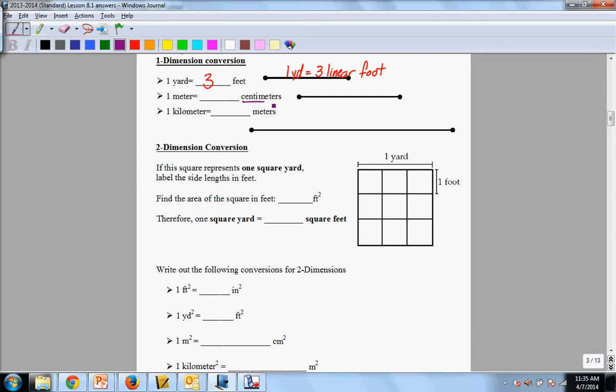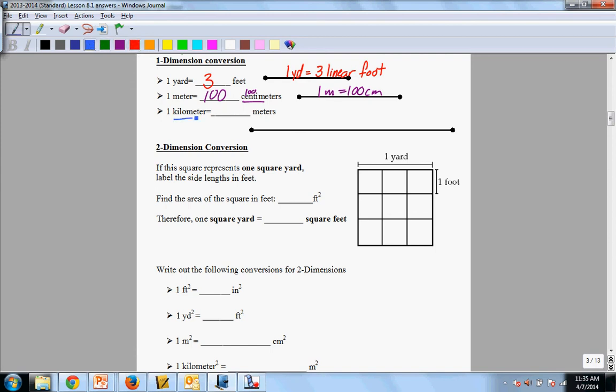Ready? 1 meter, how many centimeters? Out loud, all together? Thank you. Because I had 5 people ask me that last week for the test. Centi means 100. So 1 meter equals 100 centimeters in the first dimension, which is just length.